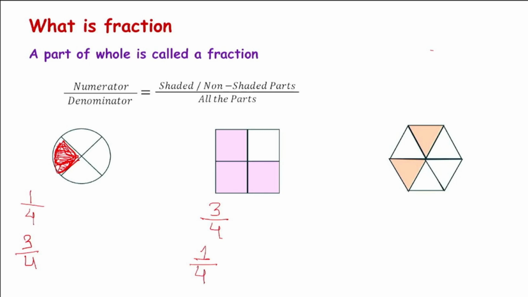Now here I have taken the third example, where I have one hexagon which is divided into 6 equal parts and 2 parts are shaded. So how can we write the fraction for the shaded part? It is 2 over 6, because it is equally divided into 6 parts. And the fraction for the non-shaded part is 4 over 6.